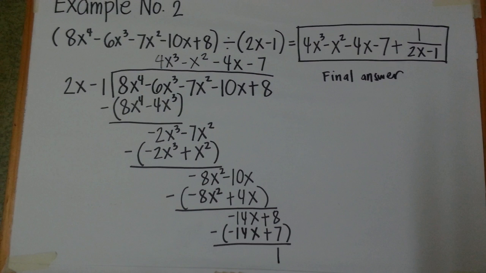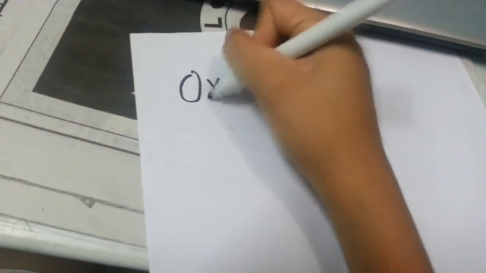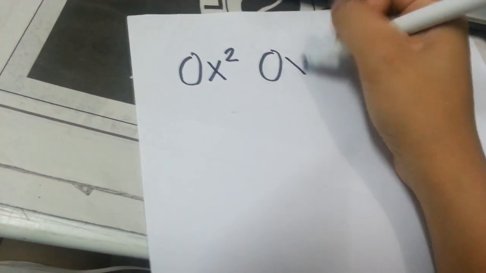Now, let's try another example. This time, what will you do if your polynomial has a missing term? Example number 3. X cubed plus 4x plus 6 divided by x plus 1. Now, notice that our dividend has a missing term, which is x squared. If any terms are missing in a polynomial, we use a 0 to fill in the missing term. This will help with the spacing.